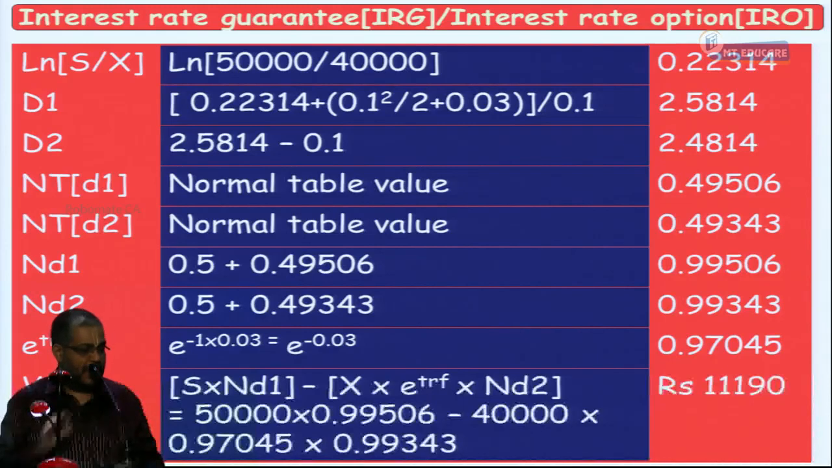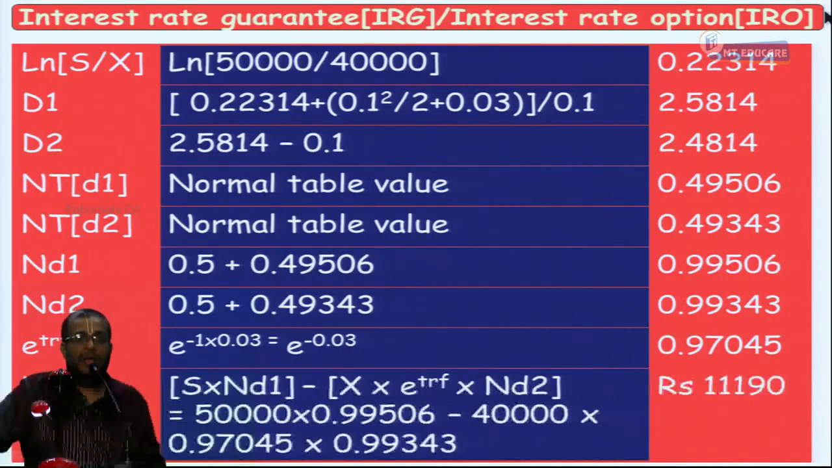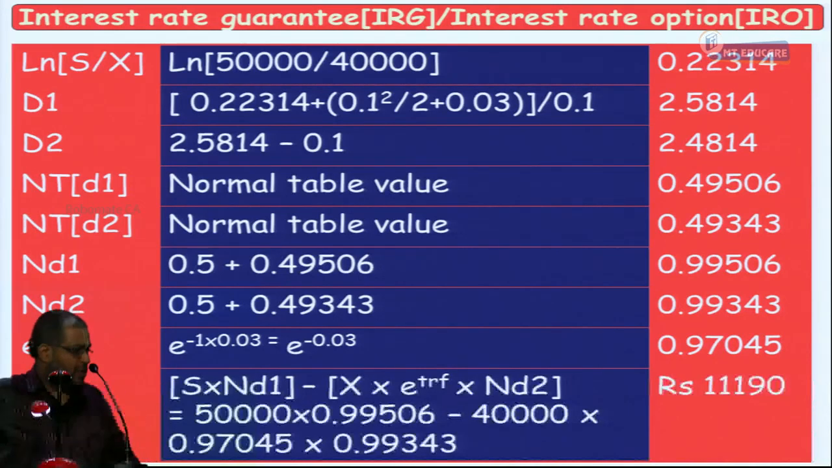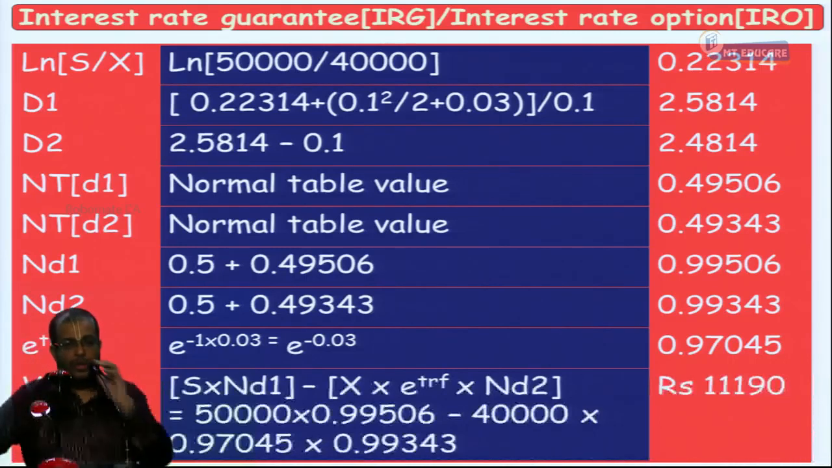Abhaya Limited should pay rupees 11,190 as premium to the writer to purchase 1/2.